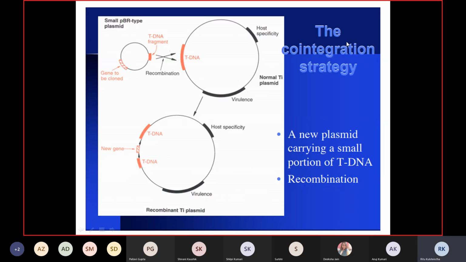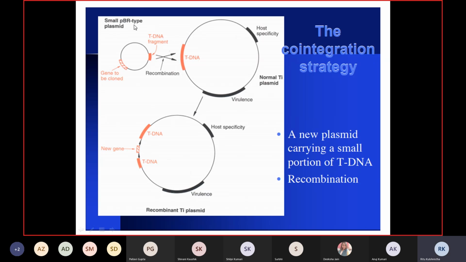And then coming to the co-integration strategy, again a smart strategy. What they have done is that they have taken a very small plasmid vector, like the pBR types of vector that I told you before. It will have an ORI to be maintained in bacteria, these antibiotic resistance genes and so on, and some unique restriction enzyme sites for your gene to be cloned. And apart from that, in the pBR plasmid, they have added a very, very small fragment of tDNA.